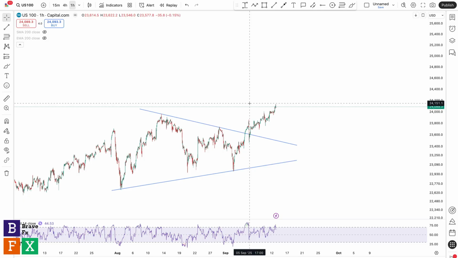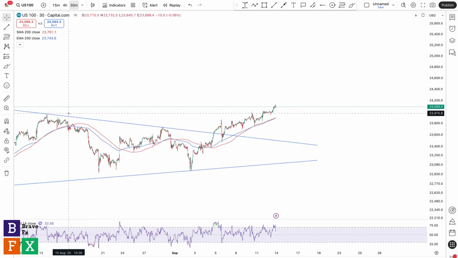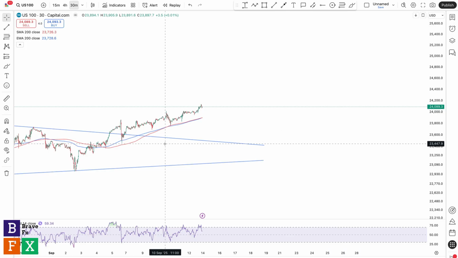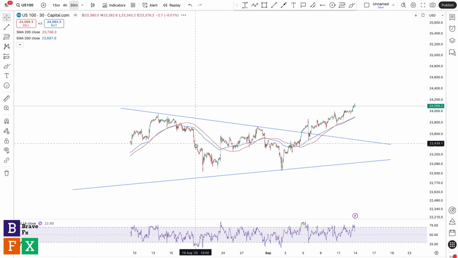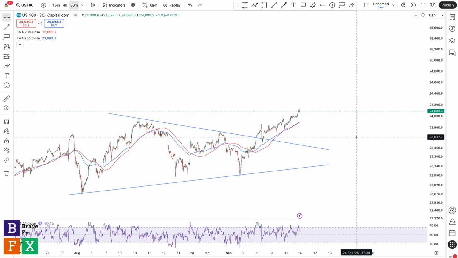So how do we pick our trade entries? On the 30 minutes time frame, again, I think that's the best chart right now on Nasdaq. If you pull up our moving averages, so 200 EMA, 200 SMA, you can see that since we broke out from this symmetrical triangle, we've been tracking this moving average quite nicely, right?